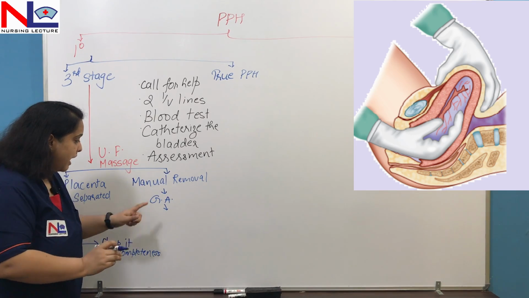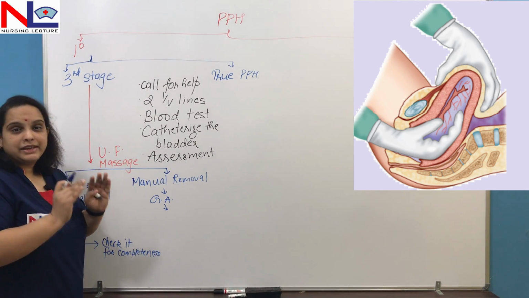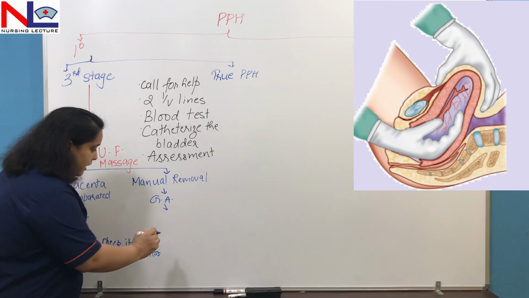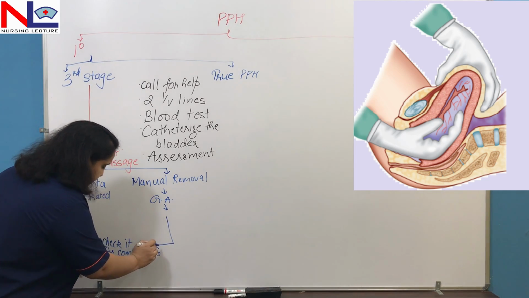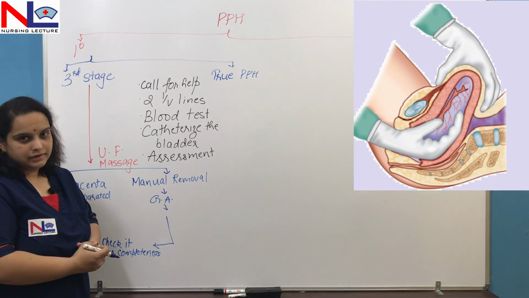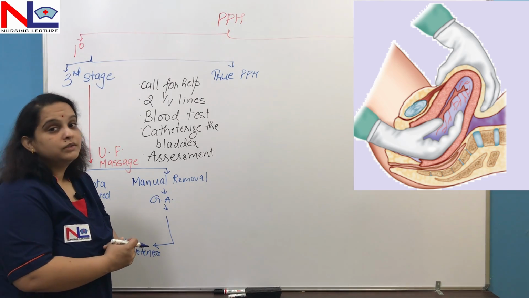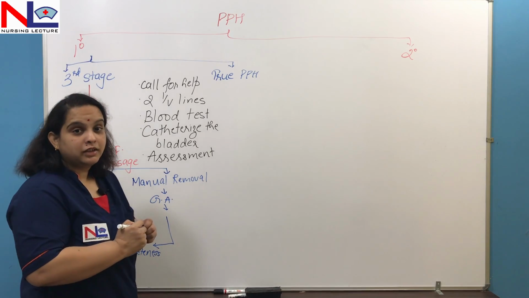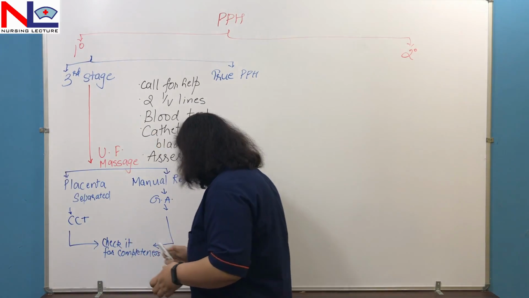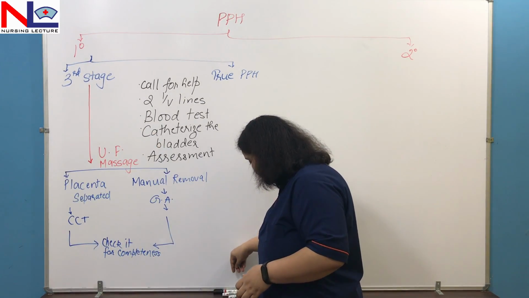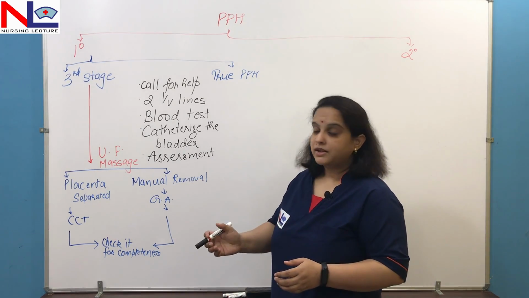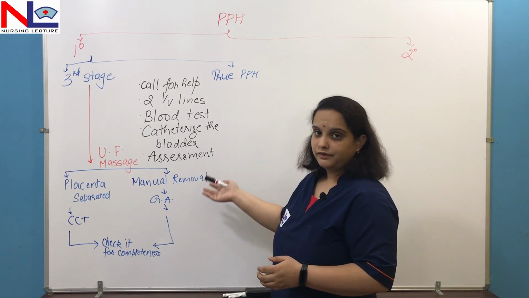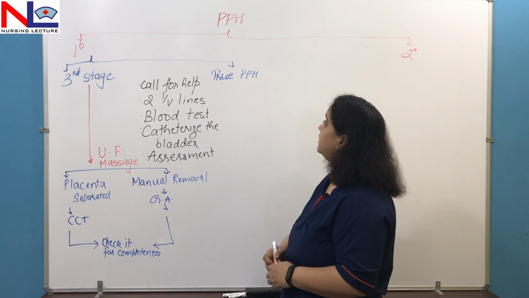Once the placenta is separated manually, after that also we will check its completeness, to further stop bleeding. So these are the steps to manage the third stage where the placenta is not separated. You can give fundal massage, or if it is not separated, then we will perform manual removal.